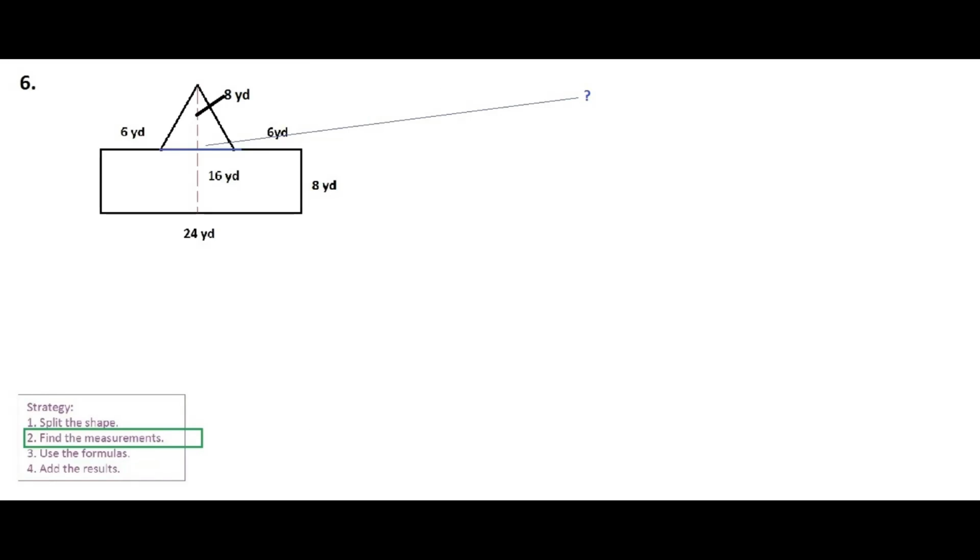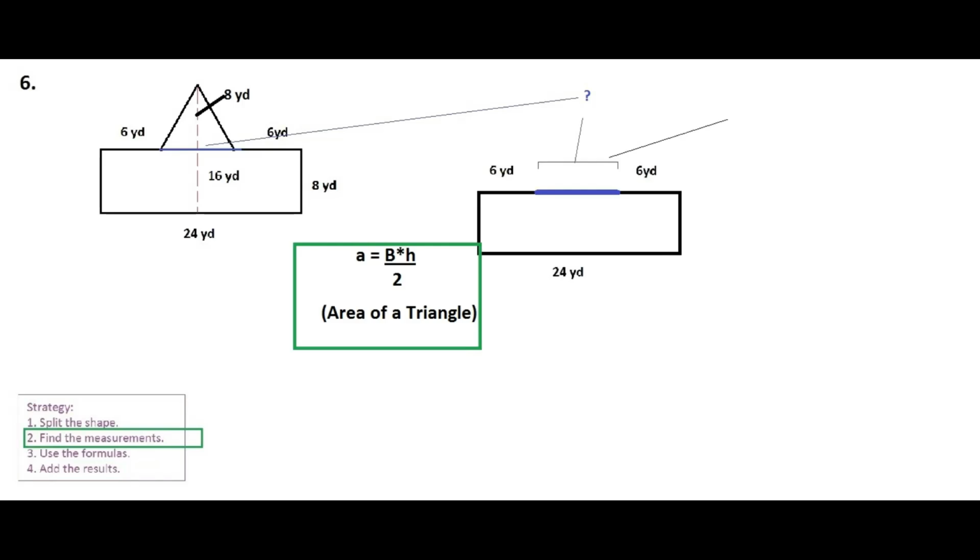So now, let's spread this out a little bit. We're going to need the measurement of that base. The reason we need the measurement of the base is because we need to know that number in order to find the area of that triangle sitting on top. So the area of a triangle is base times height divided by 2. So what is the measurement of that base?